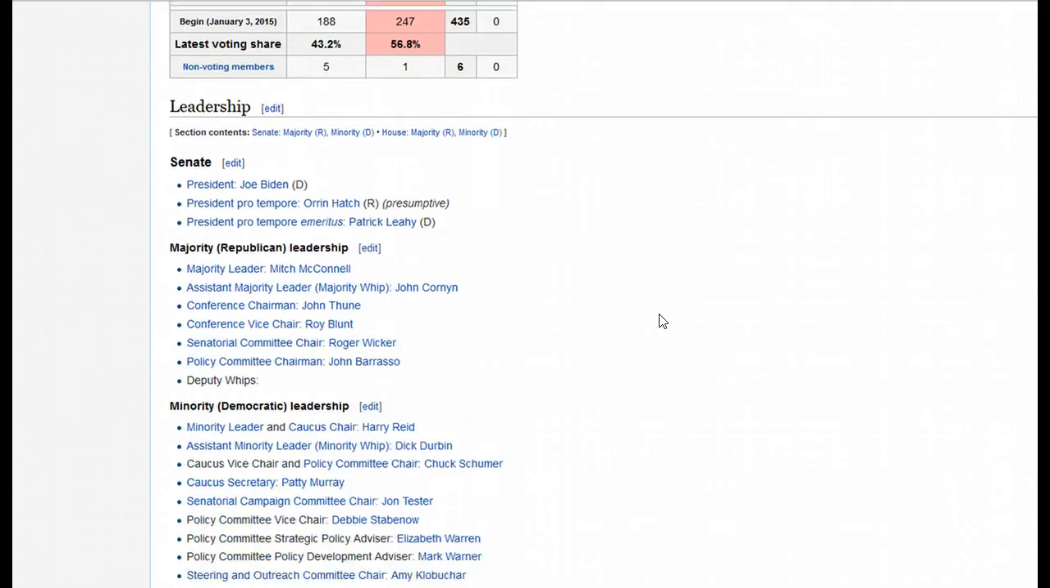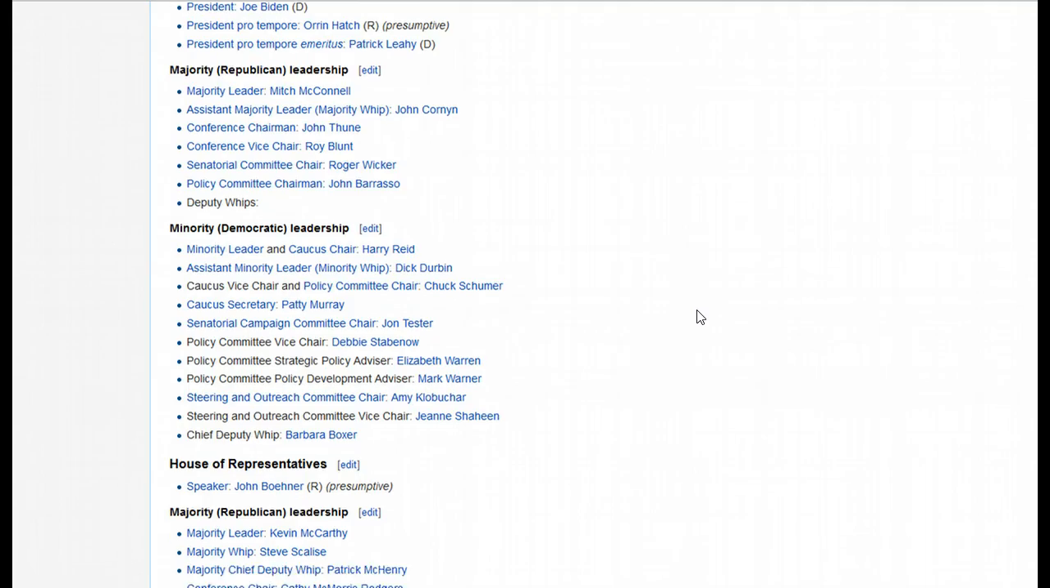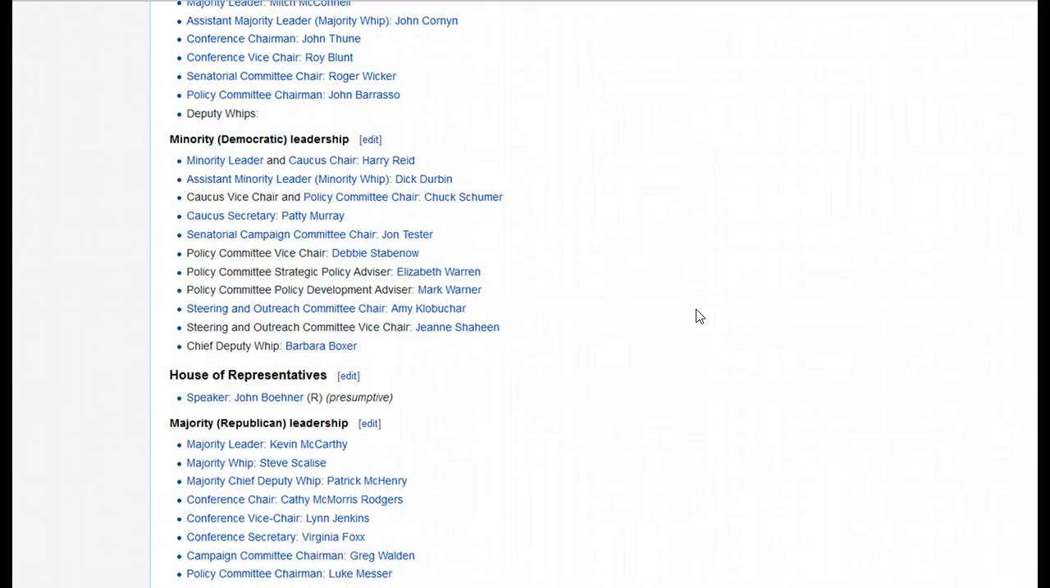And what we will find in the 114th Congress is that the president of the Senate will still be Joe Biden because he's vice president, but you will have Orrin Hatch, a Republican, be the president pro tempore, and the majority leader will be Mitch McConnell, a Republican. John Cornyn will be the majority whip. So the Republicans basically will control everything in the Senate as best they can.